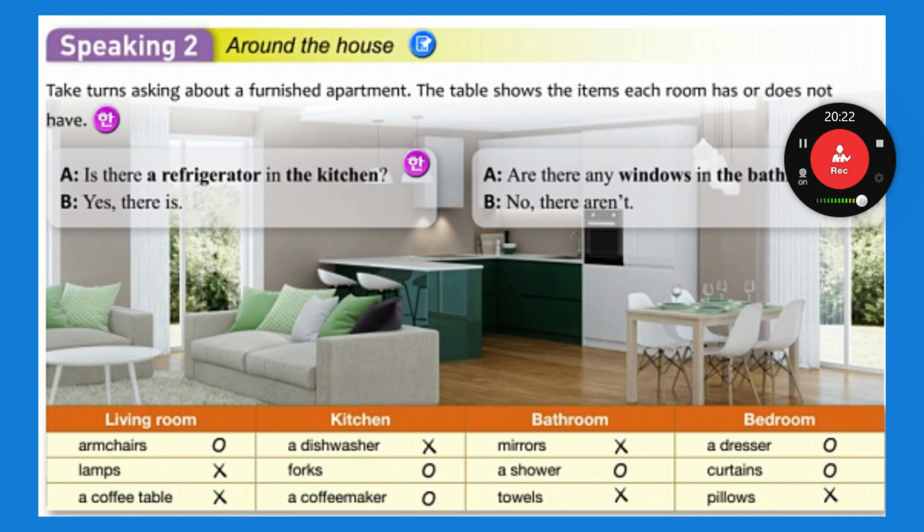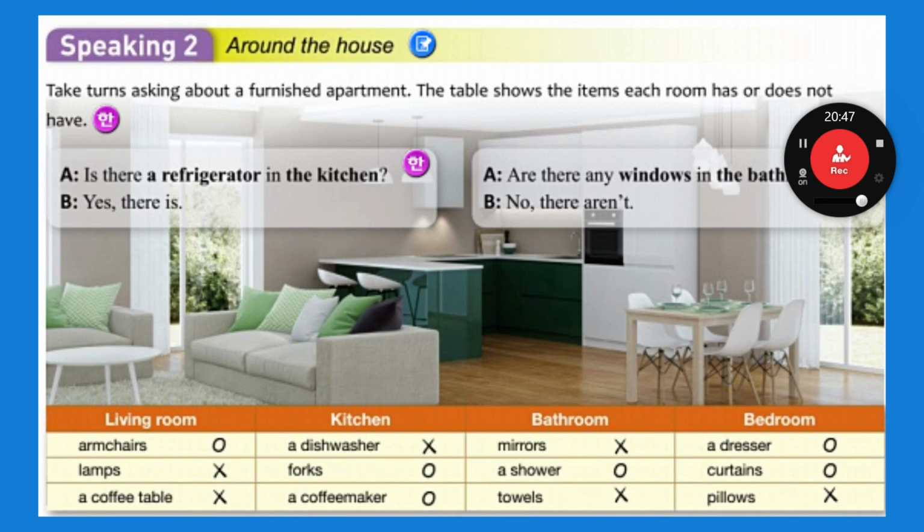You're looking around a furnished apartment. Furnished apartment means the furniture is already there. This table shows the items each room has or doesn't have. A circle means there is, that this thing exists in the room. An X means there is not, there isn't one. Okay, let's look at our words here.